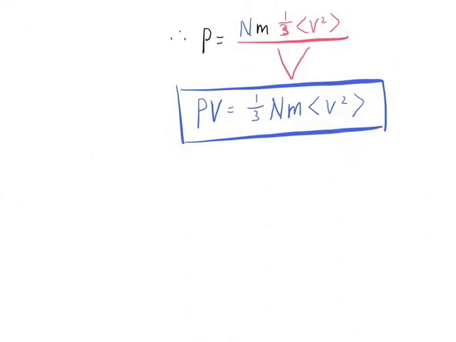Now, notice how similar this looks to the ideal gas law, PV equals nRT, right? And that is a relationship between this and that, which we'll be looking at in the next video.